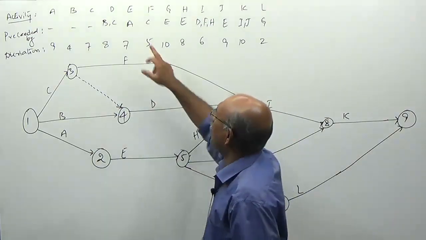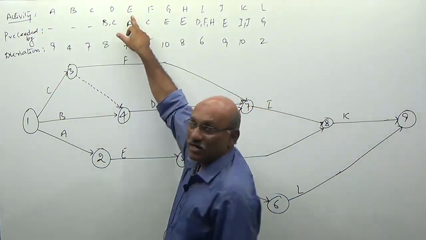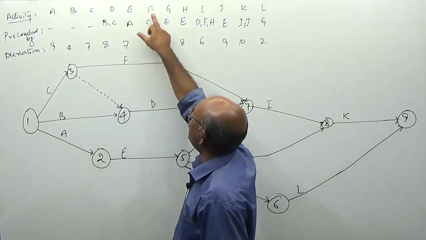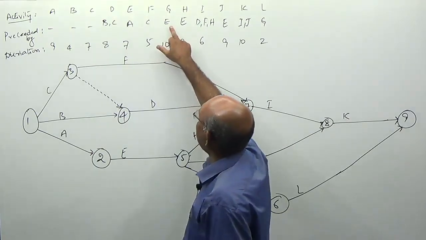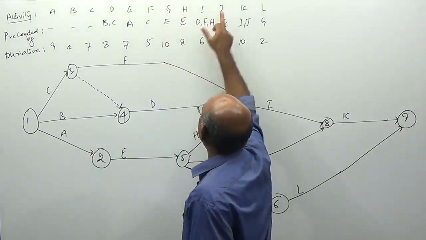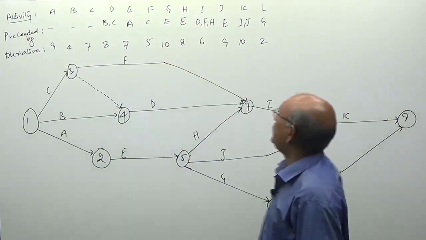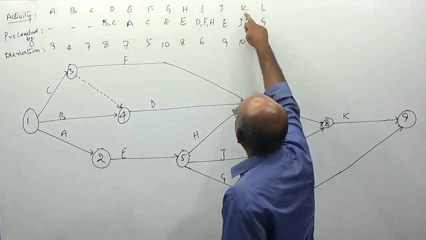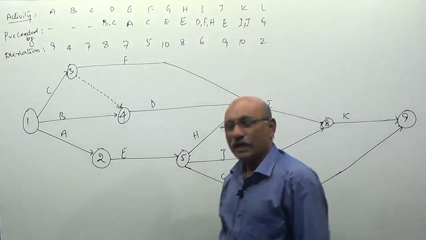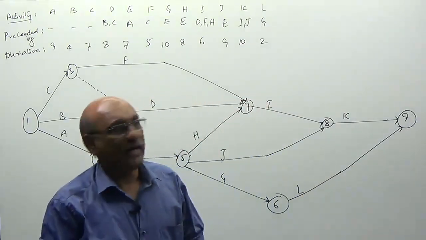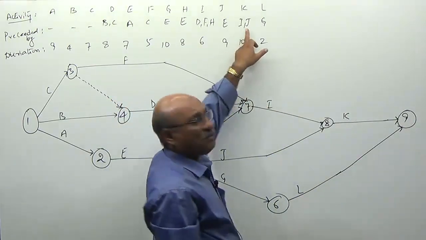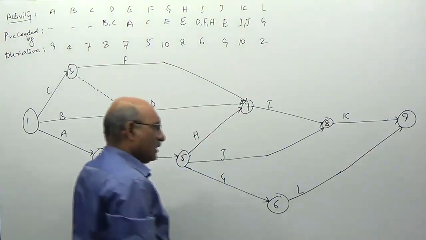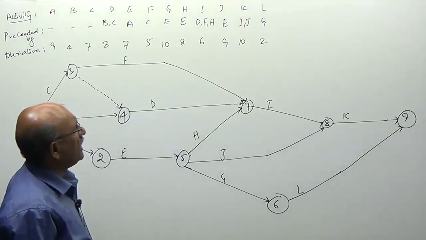Okay, next. When A is over, you can start activity E. When C is over, you can start activity F. When activity E is completed, G, H, J: these are the 3 activities you can complete. For activity K, the starting time is dependent on the completion time of I and J. And L is dependent on the completion time of G.